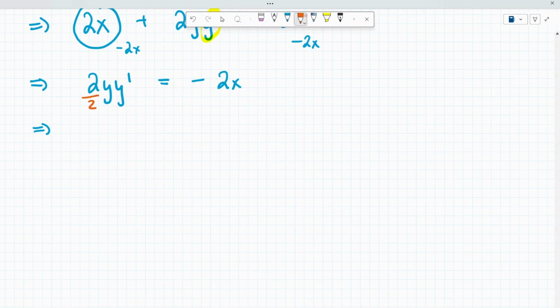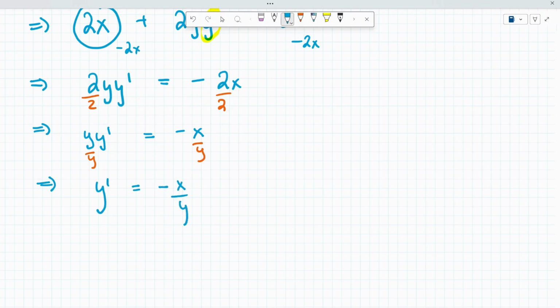So we'll do that. What are we left with? We're left with y prime equals negative x. And now we just want to divide both sides of our equation by y. So what are we left with? We're left with y prime equals negative x over y. And that, my friend, is our final answer. Get a big smiley face there. You've done your first implicit differentiation, and see, it was not so hard at all.